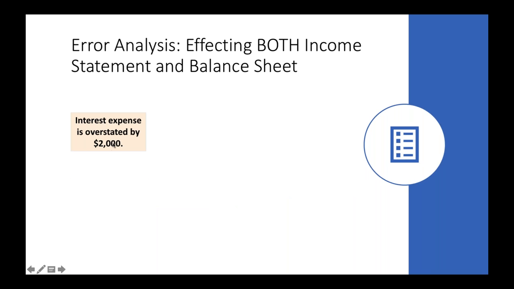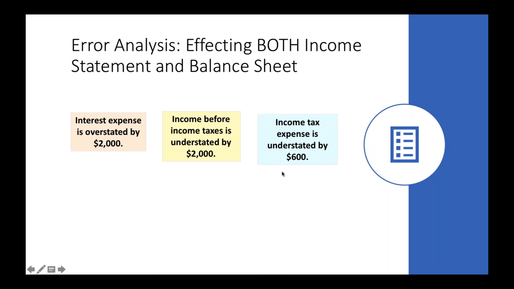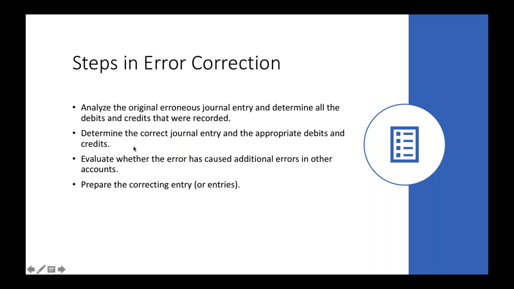Interest expense is overstated by 2000. Income before tax will decrease. Thereby, income tax expense is understated. And net income is also understated because expense is overstated. Thereby, retained earnings and equity also will be affected.